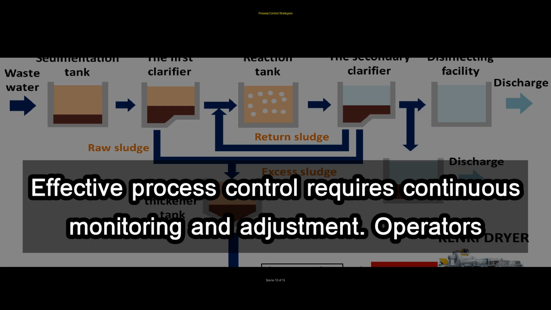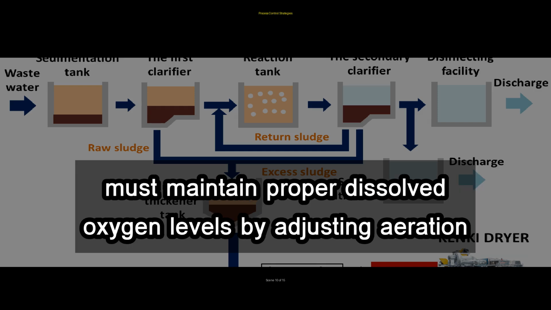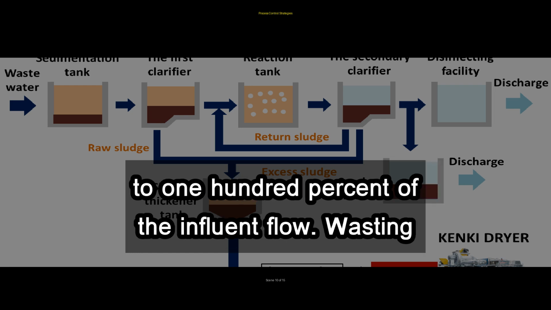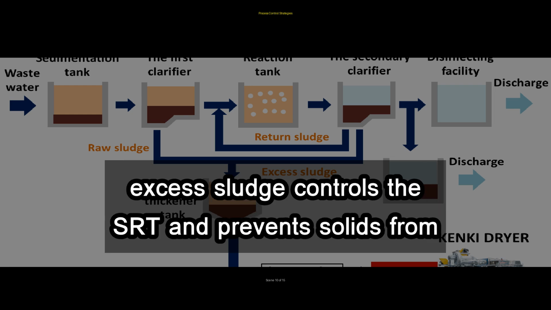Effective process control requires continuous monitoring and adjustment. Operators must maintain proper dissolved oxygen levels by adjusting aeration rates. The return-activated sludge rate typically equals 25 to 100% of the influent flow. Wasting excess sludge controls the SRT and prevents solids from accumulating.